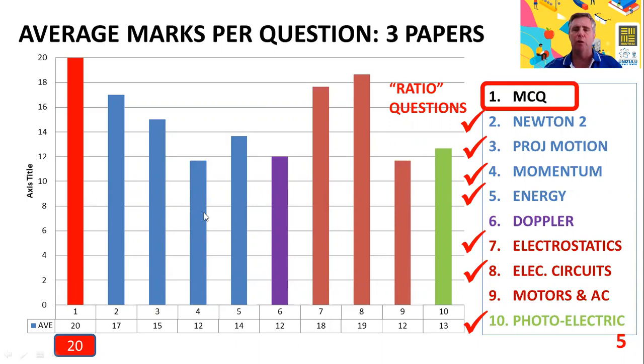Where will multiple choice and ratio questions come from? Well, multiple choice can come from all of these subject areas and probably will. But in the papers I've looked at, we've had ratio questions from Newton's laws, projectile motion, momentum, energy, electrostatics, electric circuits, and the photoelectric effect. And we'll look at many of those questions at the end of this video.